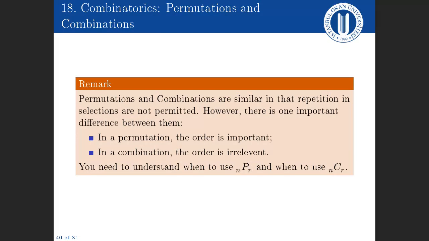Permutations and combinations are similar in one respect, in that we don't allow repetition. You only use each object one time. But there is one important difference between them. In a permutation, the order is important. In a combination, the order is irrelevant. The key idea, the key thing that you need to learn from this section, is when do we use permutations and when do we use combinations?